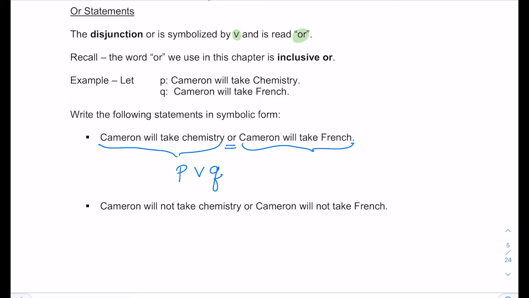If you look at the next statement, Cameron will not take chemistry or Cameron will not take French. So now we have the word not. So we're going to have to negate. So we know that for the first part, Cameron will take chemistry. Remember, take out the word not. Or Cameron will take French. Now it says he will not take chemistry. So I need to put the tilde in front of the P. And he will not take French. So I need to put the tilde in front of the Q.